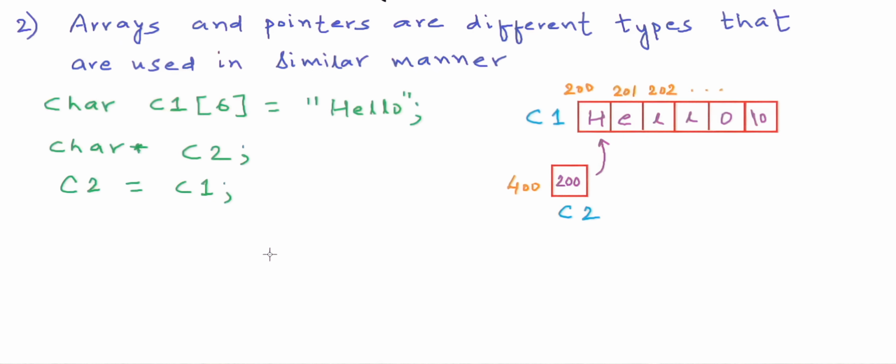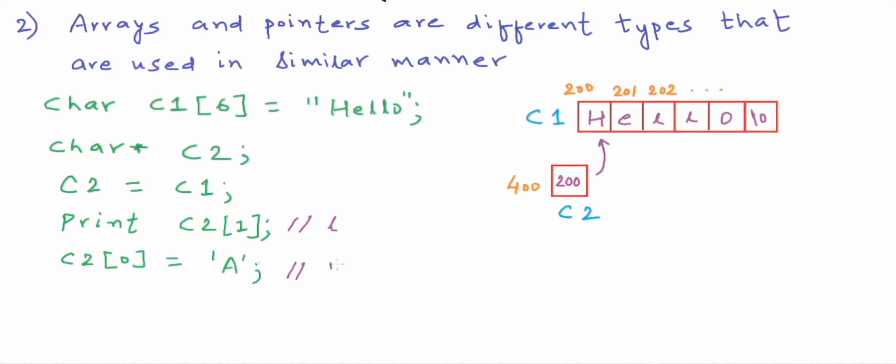Now we can use this variable C2, which is a character pointer, just like C1, to read and write into the array. So if I write something like print C2[1], the output will be L, and we can even modify the array. Let's say we want to modify the character at 0th index to A. So the string will be modified and will become this.